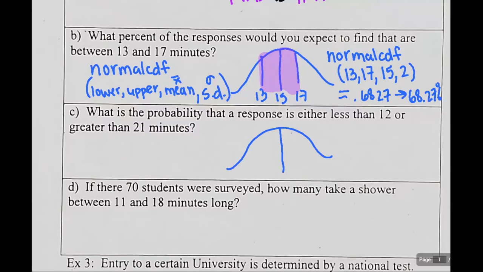In the next one, again, these may not be nice deviations. I put my mean in the middle, which is 15, and I want to know the probability, so this time it's probability, not a percent, of being either less than 12 or greater than 21. So I want less than 12, which is this area here, or greater than 21, which is this area here. I'm going to need both of them, so I'm going to get two answers and then add them together.